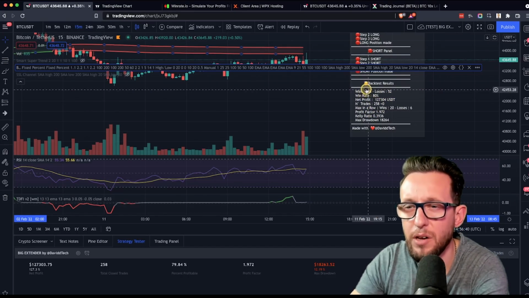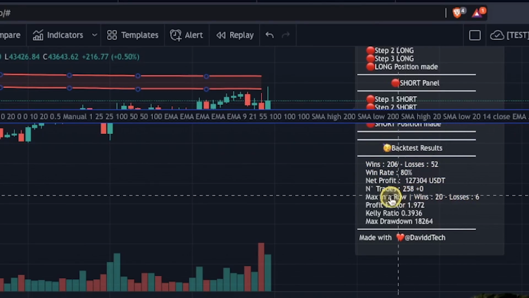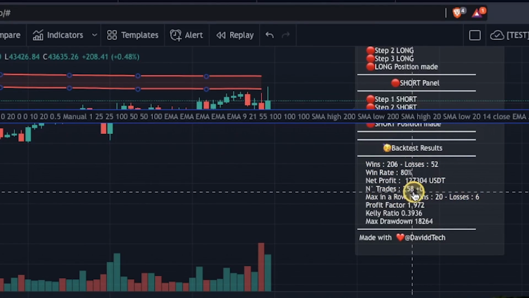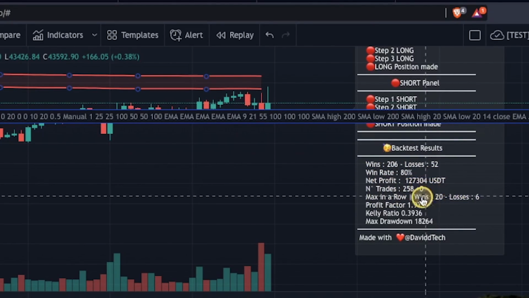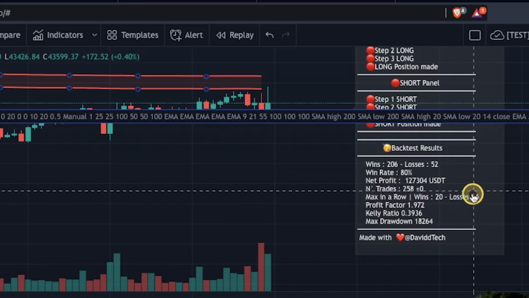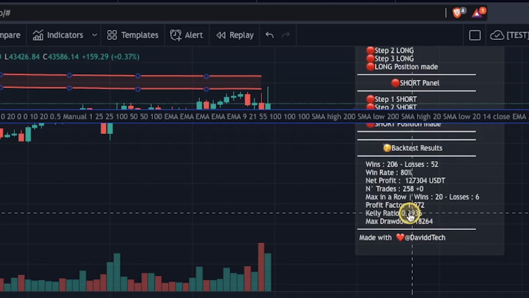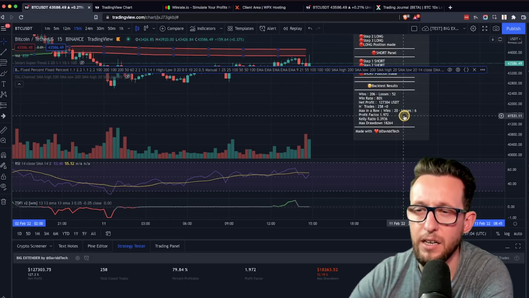We have 206 wins, 52 losses, a win rate of 80%. The number of trades in total was 258, which is a good number to be testing on. We also have max wins in a row of 20, losses would have been 6. Profit factor of almost 2. Kill ratio is 0.39. Perfect.